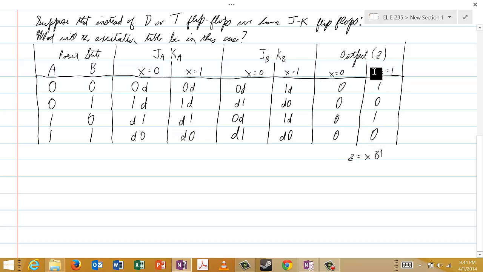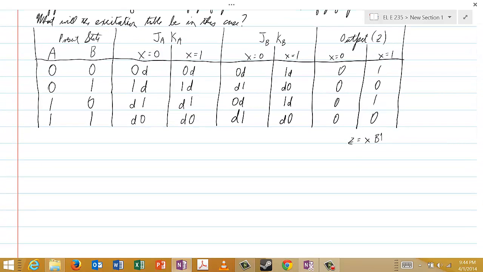And then when X is equal to 1, we have 1, 0, 1, 0. If X were equal to 1 here, then Z is equal to B prime, which would be 1, 0, 1, 0. So it's easy to see that this is the correct expression for the output Z, once again, just as it was in the previous cases. So now we just have the four excitations, JA, KA, and JB, KB, that we need to find expressions for. So let's see how this will go. We'll start with JA.